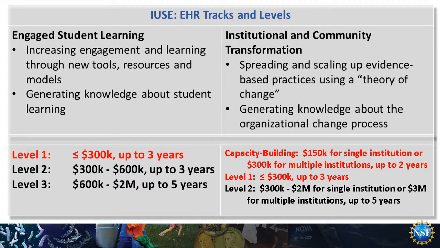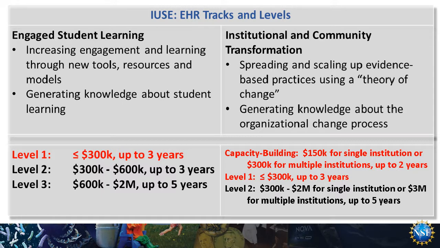Here's a very quick overview of the tracks and the levels, and we're going to go into this information in a little bit more detail in the next set of slides, but I just wanted you to have it in front of you before we get in. Engaged student learning thinks about things like increasing engagement and learning through new tools, resources, and models, and generating knowledge about student learning, what works, for whom, and in what environments. Whereas institutional and community transformation is interested in spreading and scaling up evidence-based practices using a theory of change to guide the work that happens in this track. And also in the process, generating knowledge about the organizational change process and what's needed in order to effect and sustain change across institutions and communities.